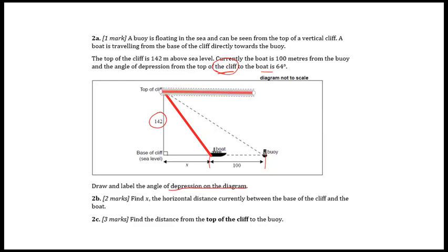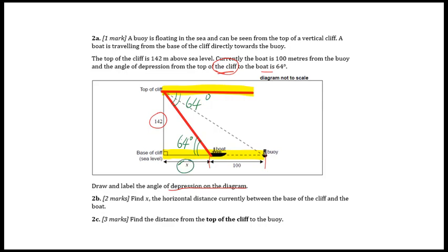Then this angle will be 64 degrees. Since these two lines are horizontal lines, therefore, we could say this angle also equals 64 degrees because these two are alternate interior angles. For 2B, find x. This is x.